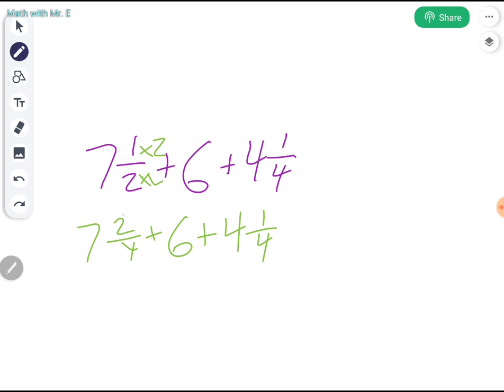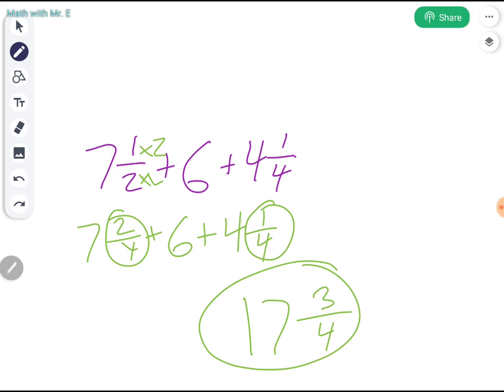So we can start by adding these fractions. 2/4 plus 1/4 equals 3/4. And 7 plus 6 plus 4 will be 17. So our answer, if we were to simplify this, would be 17 3/4. So that's just a little bit on how we can work with algebraic expressions with fractions.